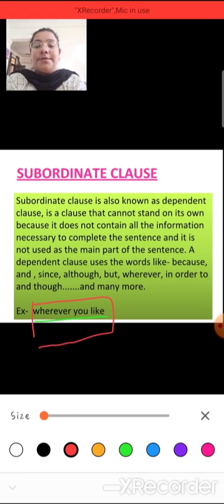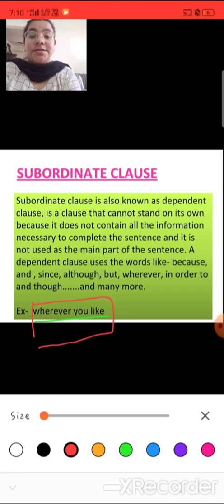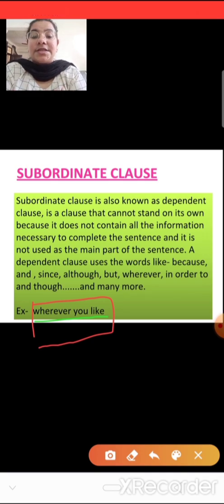Wherever you like is an example. Now it is incomplete. Wherever you like, though it has a subject and verb, is not conveying what it is trying to say to us. Wherever you like means what? If I write the main clause in front of the subordinate clause, we have the main clause that you may sit. You may sit wherever you like. Now it is a complete sentence.